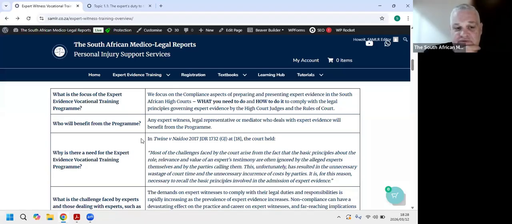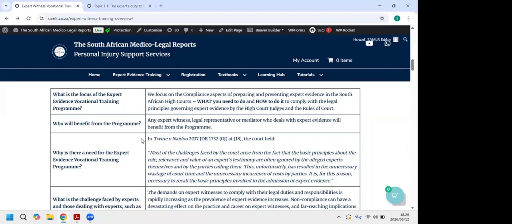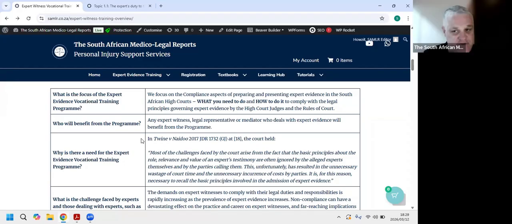So if we start off with what the focus of the Expert Evidence Vocational Training Program is, we have foreshadowed that in my opening remarks, but just to reiterate, we focus on the compliance aspects of preparing and presenting expert evidence in the South African High Courts. So I should actually say it's civil work. We don't really focus on criminal work. We do civil work in the High Court.